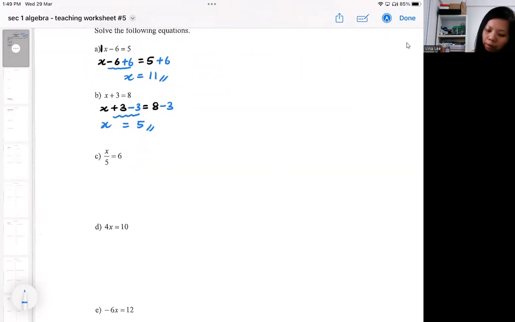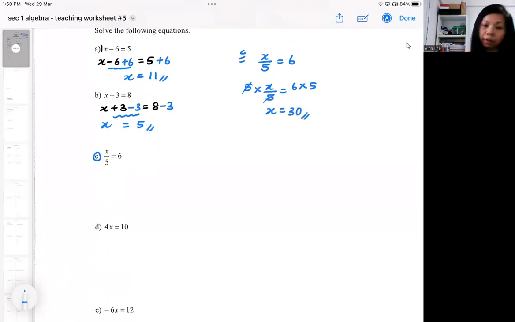In this one, there are two methods for part C. I shall show you the two methods, then you decide which method you want. If I want to isolate my x, I can multiply by 5 on both sides, because I can cancel. Then I got 30. So if you multiply by 5, you got 30.